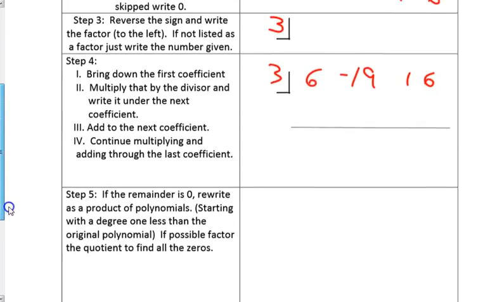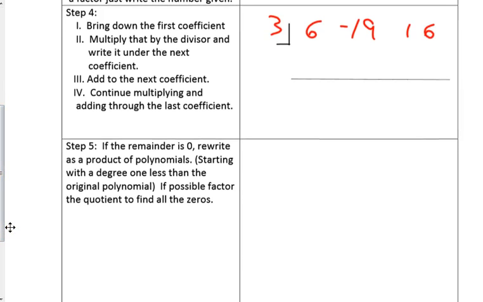Okay. The first step is to bring down the first coefficient underneath this line. Bring down the first coefficient. 3 is not a coefficient, it's the divisor. You're going to multiply the divisor and write it under the next coefficient. This is very similar to the step we were just doing before. We're going to multiply 3 times 6. What does that give me? 18. 3 times 6, and then you're going to write it below the next coefficient, which is 18.